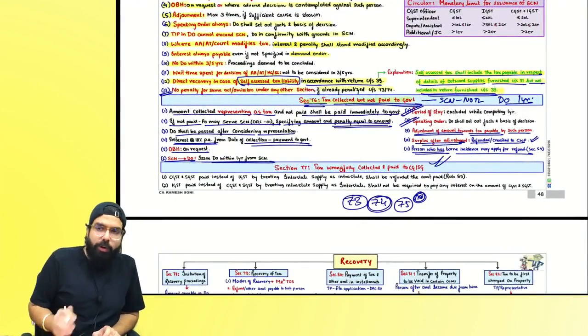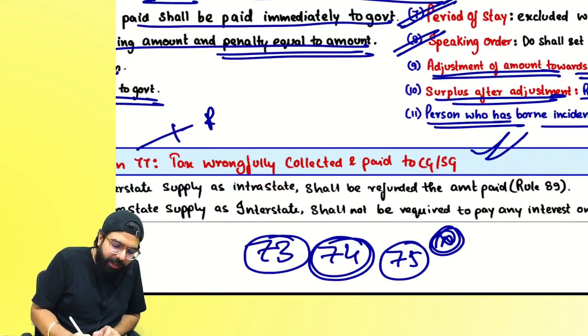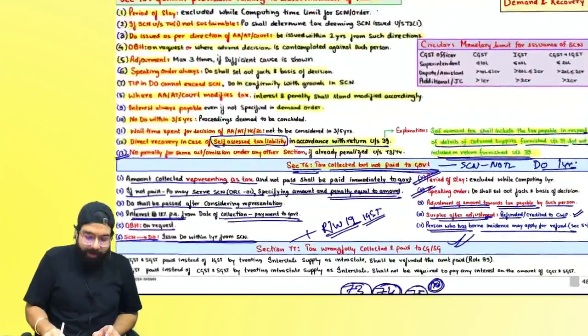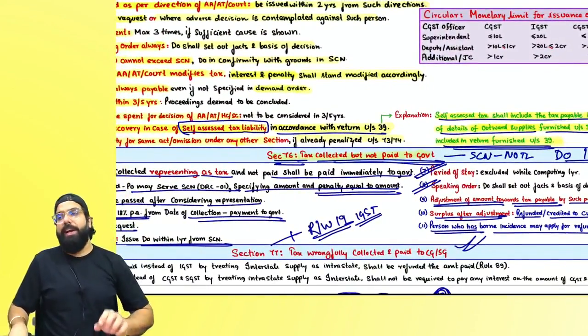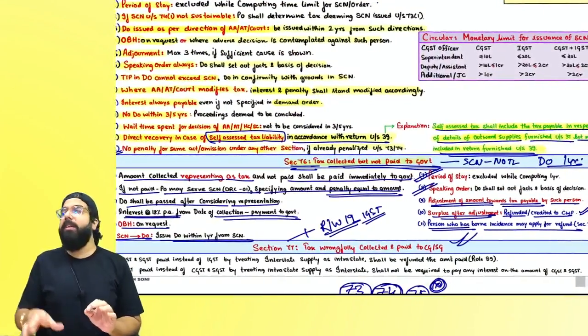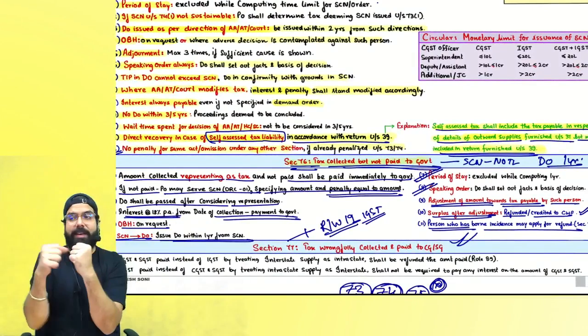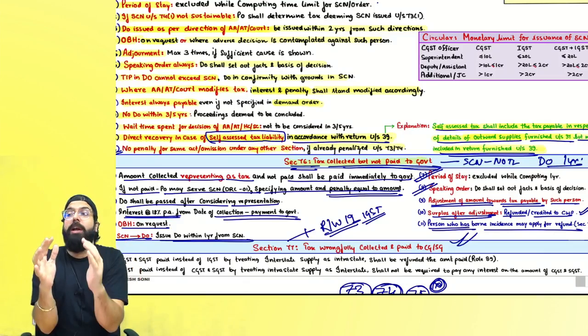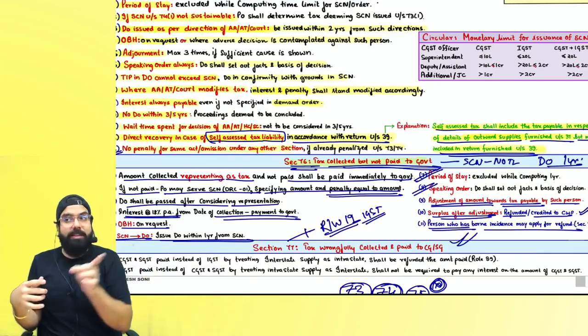Section number 77 is to be read with section number 19 of the IGST Act. It says, supposing you treated one transaction as intrastate, collected CGST and SGST, and paid it to the government. Now you realize, oh no, I should have collected IGST and paid. Your customer will not pay you again.